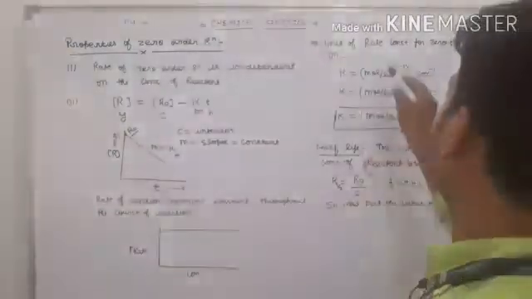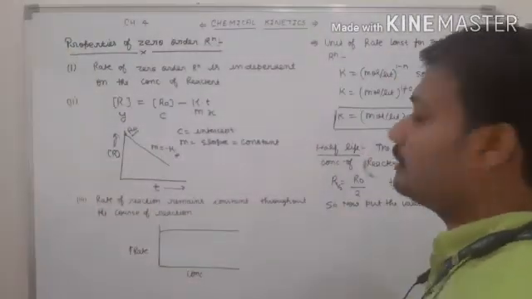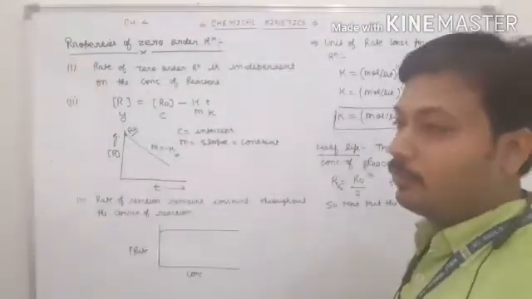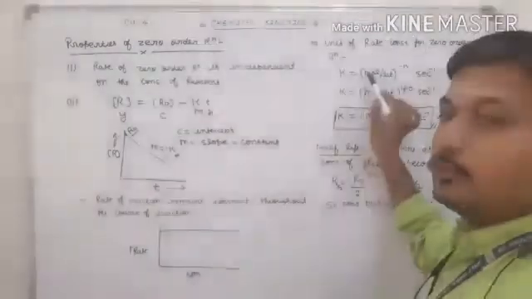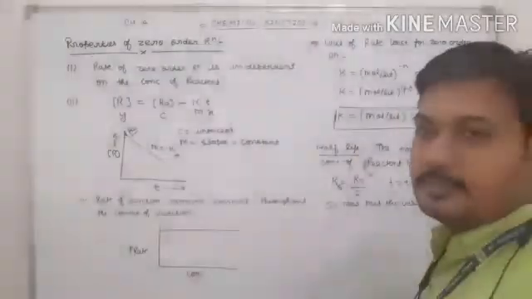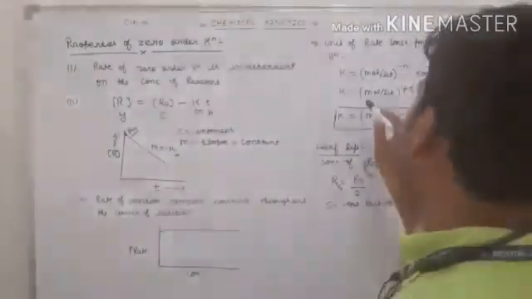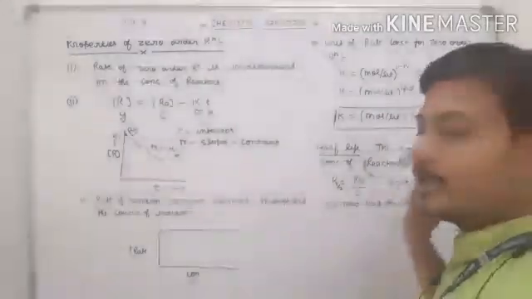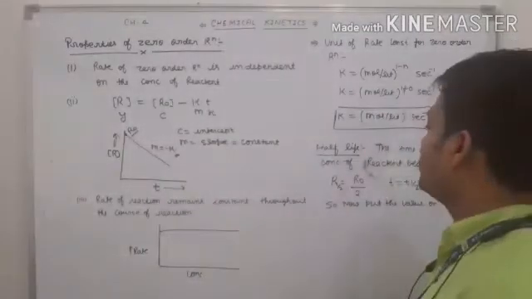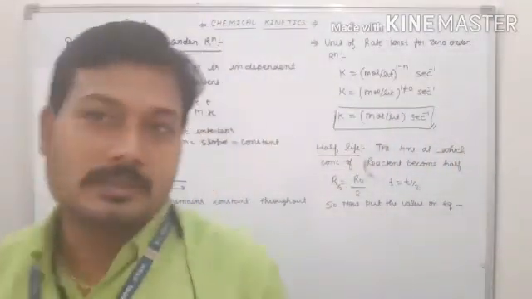Student, here is the unit of rate constant for zero order reaction. I have discussed the formula of rate constant for the various order of reaction. Here K is equal to mole per liter to the power 1 minus n, second inverse. So now K is equal to mole per liter to the power 1 minus 0, where n is the order of reaction, second inverse. So here K is equal to mole per liter second inverse.